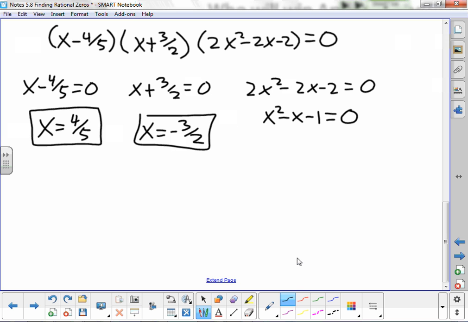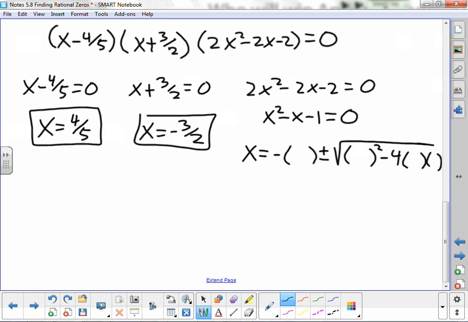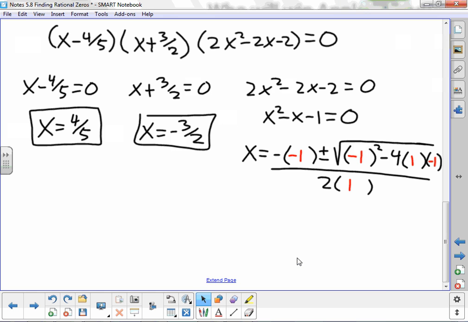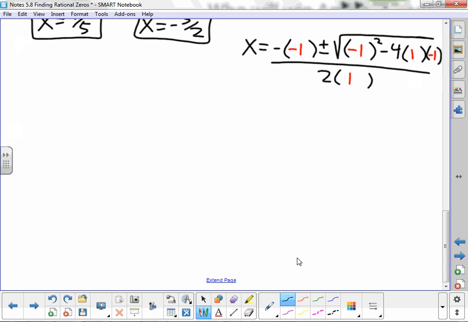Not factorable. Let's go ahead and use the quadratic formula. x equals, oops, let's put blank spots, negative b plus or minus the square root of b squared minus 4ac, all over 2a. All right, so negative b is a 1, b squared is -1 squared, minus 4 times a times c, all over 2a. Now it's just a matter of simplifying this thing down.